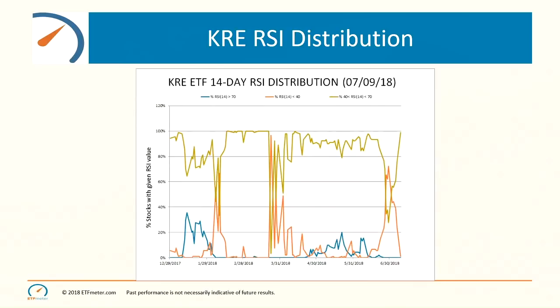So you can see that the vast majority of stocks, the gold line is near the top, almost 100%. So that tells you that the majority of the stocks in the KRE have no upside momentum. So as a group, it's really very flat.